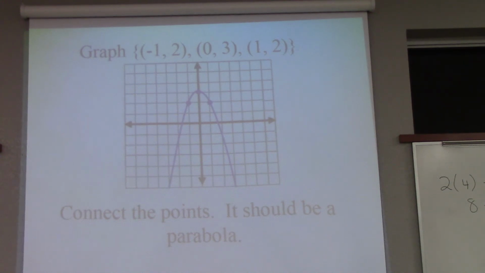So this is how you make a table of values. Choose 3 points. You can choose any 3 points you want. I just choose a negative, 0, and a positive. That's all I'd ask you to do.